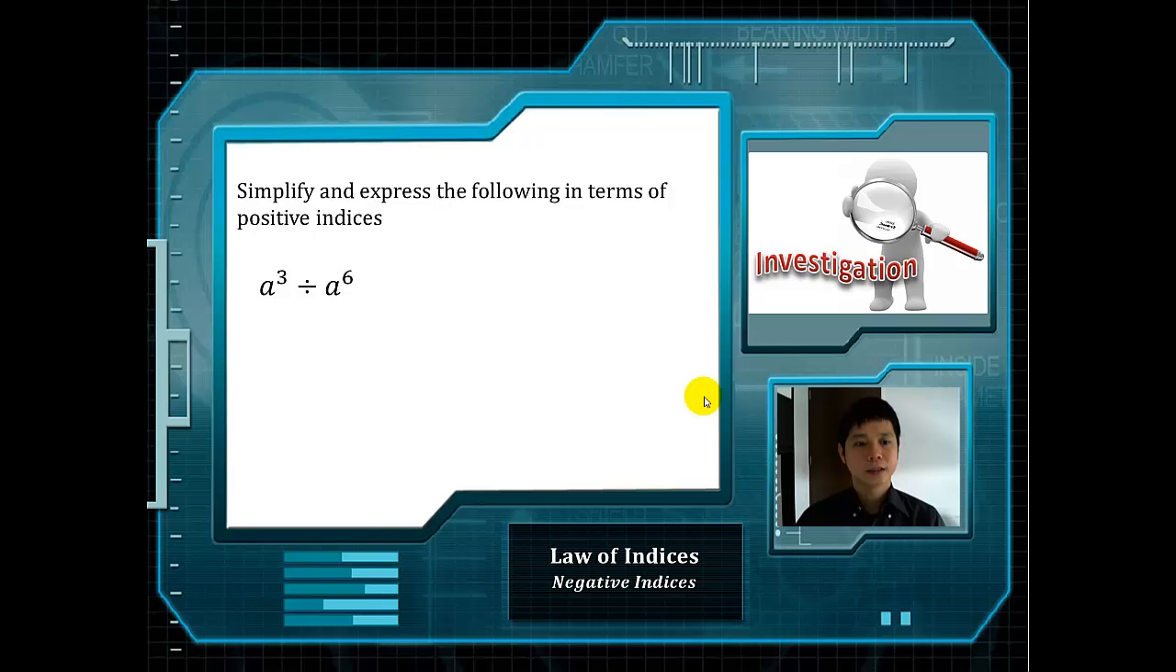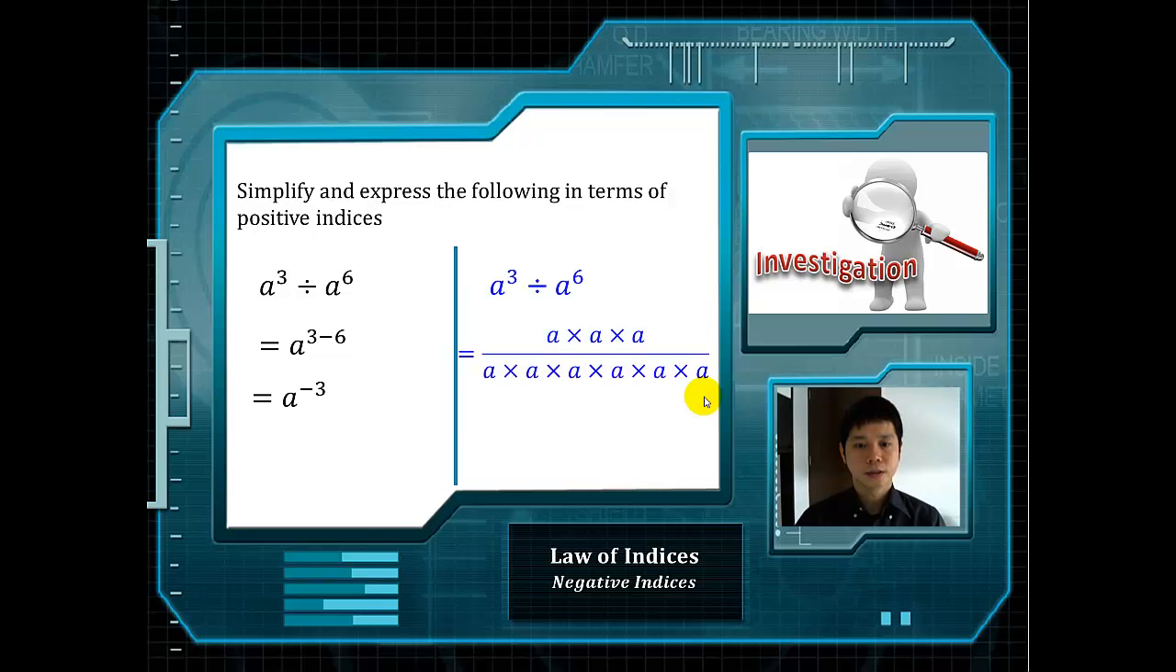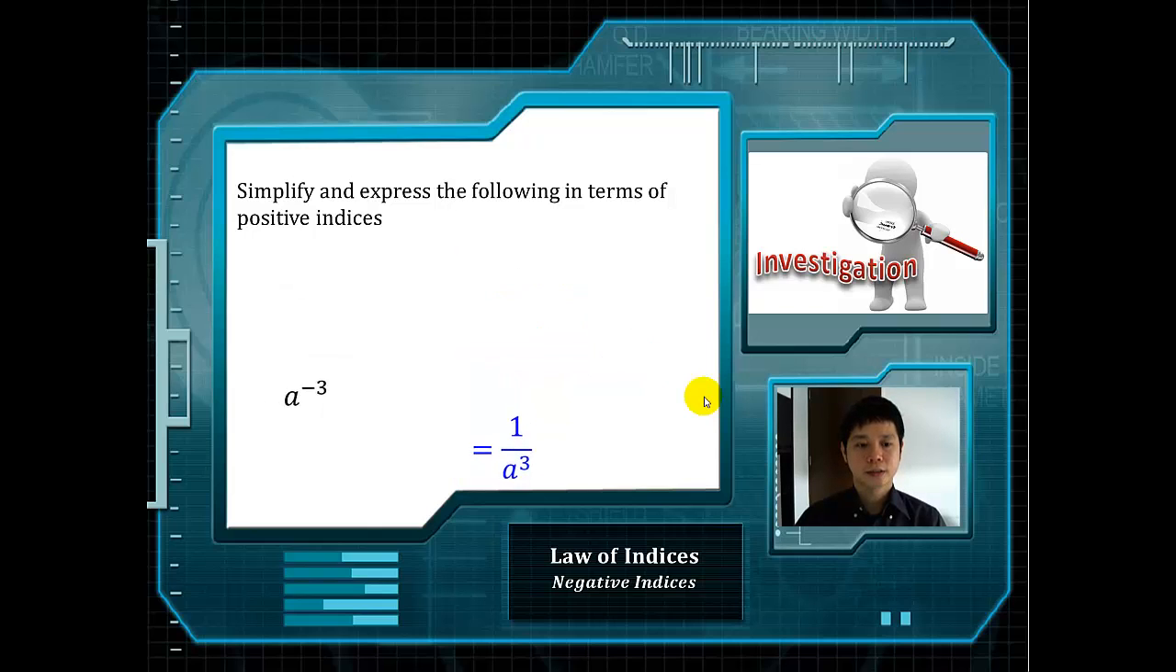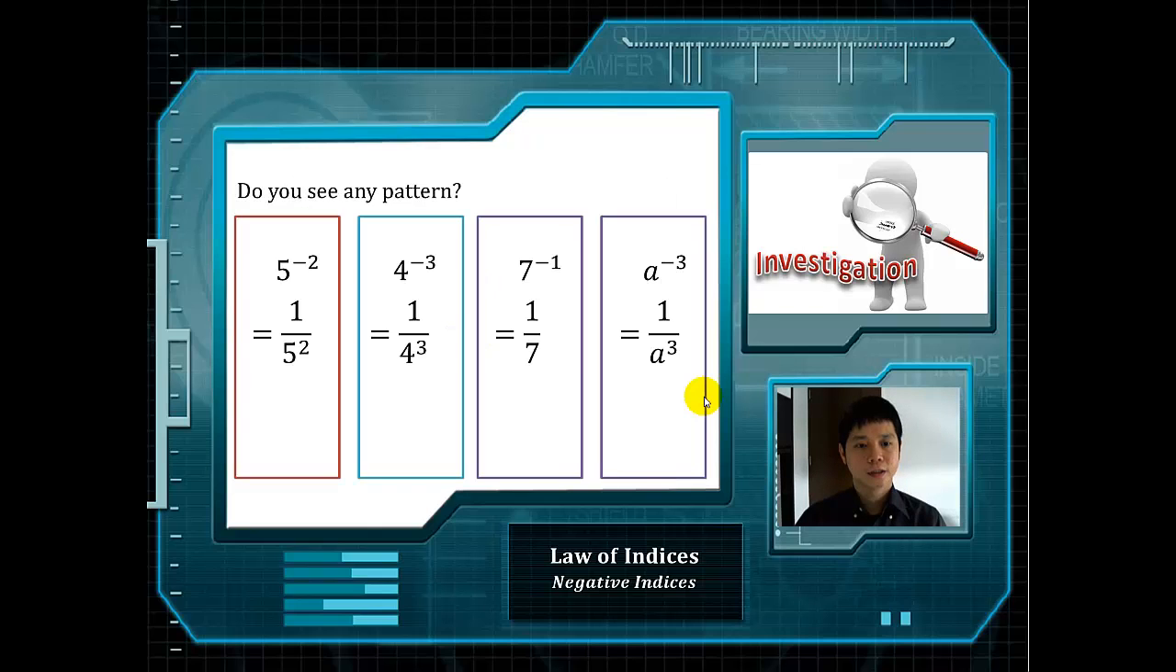Now what happens if our base is a letter of the alphabet? Let's say a. Okay, no problem, we can still use the law of indices, and we'll get a to the power of negative 3. Similarly, we will now use direct calculation, and cancelling out the common terms, we will have, yes, 1 over a to the power of 3. Likewise, we will get a to the power of negative 3 equals 1 over a to the power of 3.